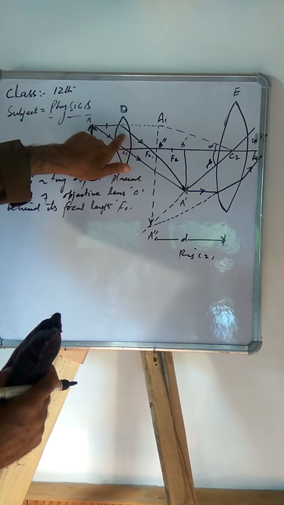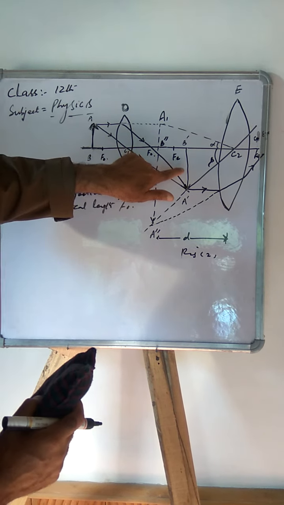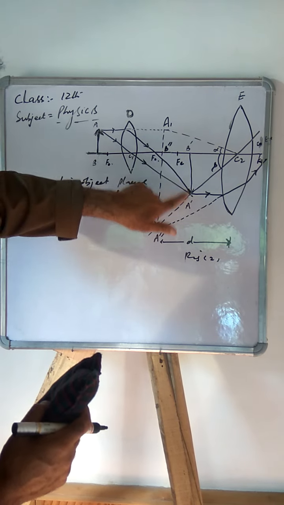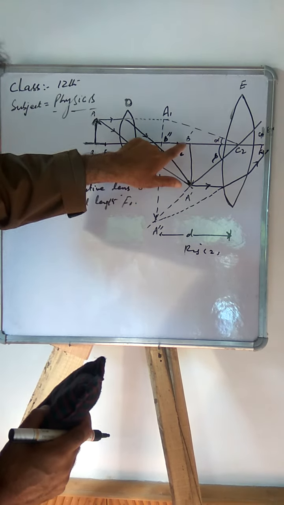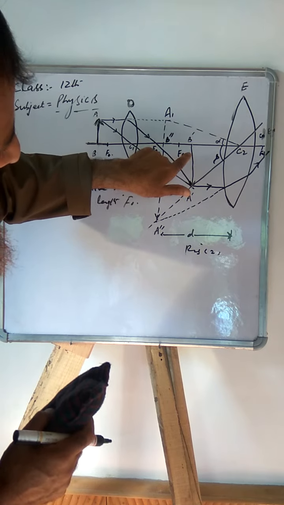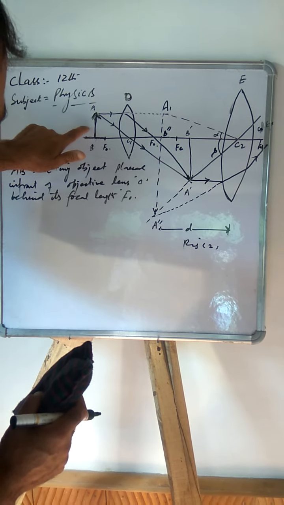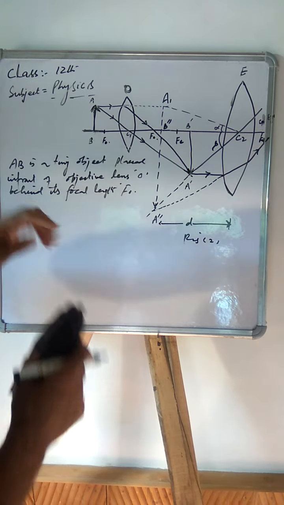This objective lens forms a real, inverted and enlarged image A dash B dash of this object. That means this A dash B dash is a real, inverted and enlarged image of the tiny object AB, which is formed by the objective lens.